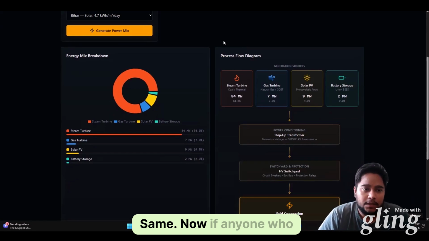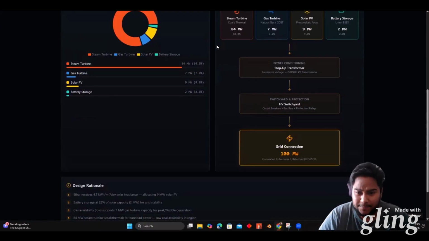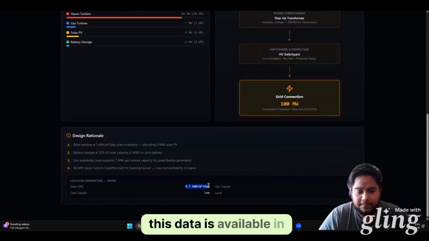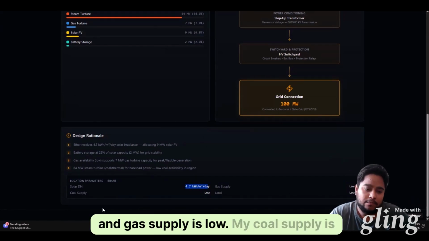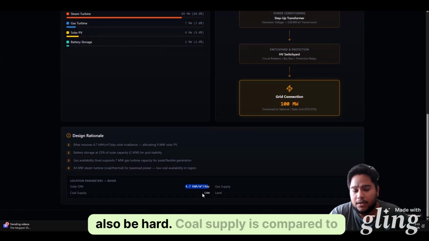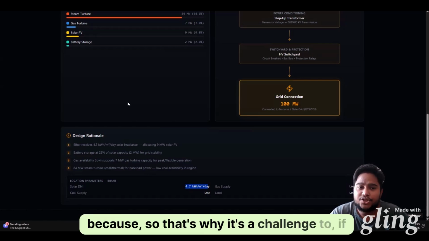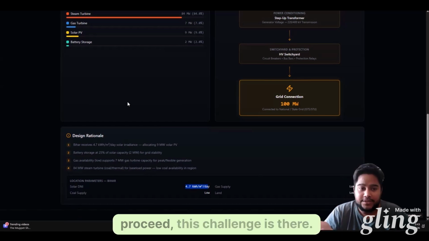Now, there are certain challenges, especially since the land availability is low. This data is available in the Indian Energy report: gas supply is low, my coal supply is also low, Bihar coal supply is comparatively low, and getting land is also hard. So that's why it's a challenge if I want to develop 100 megawatt and decide where to proceed.